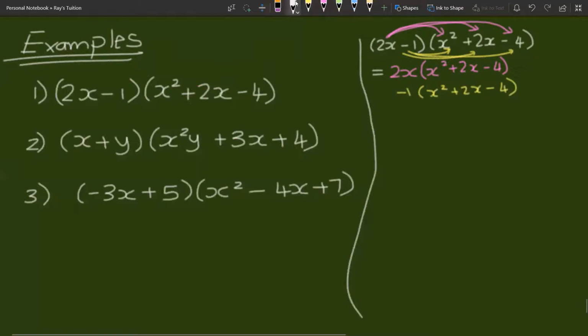So now let us calculate this. We're distributing the 2x to everything. So 2x times x squared is 2x cubed. 2x times 2x is 4x squared.